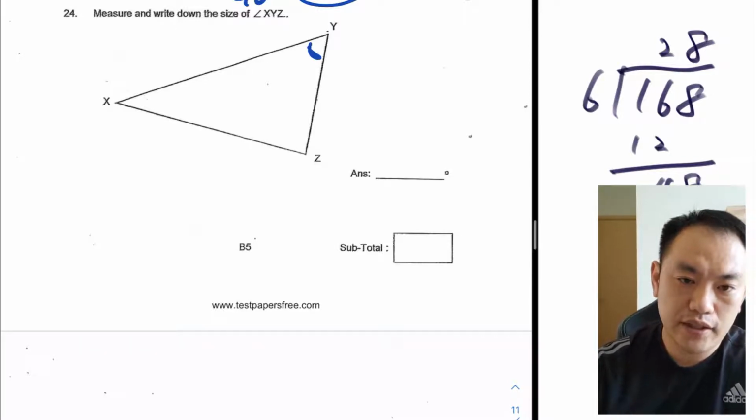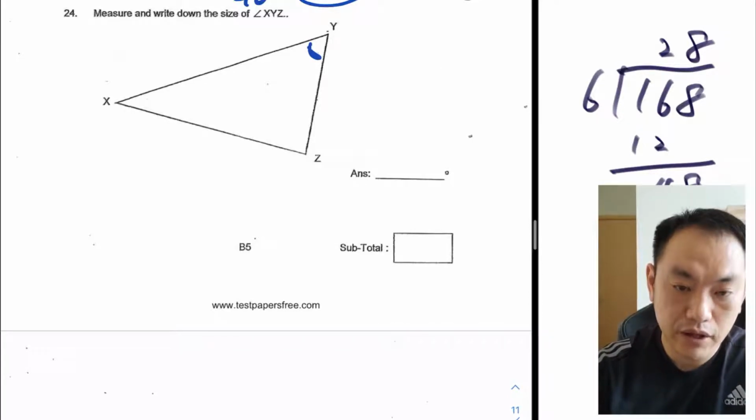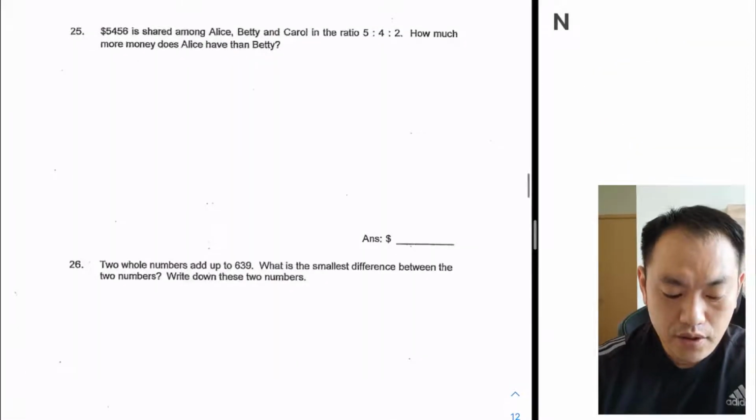So XYZ is the angle. Y is in the middle, so that means they want to measure the angle close to Y. So that should be the right angle to measure.